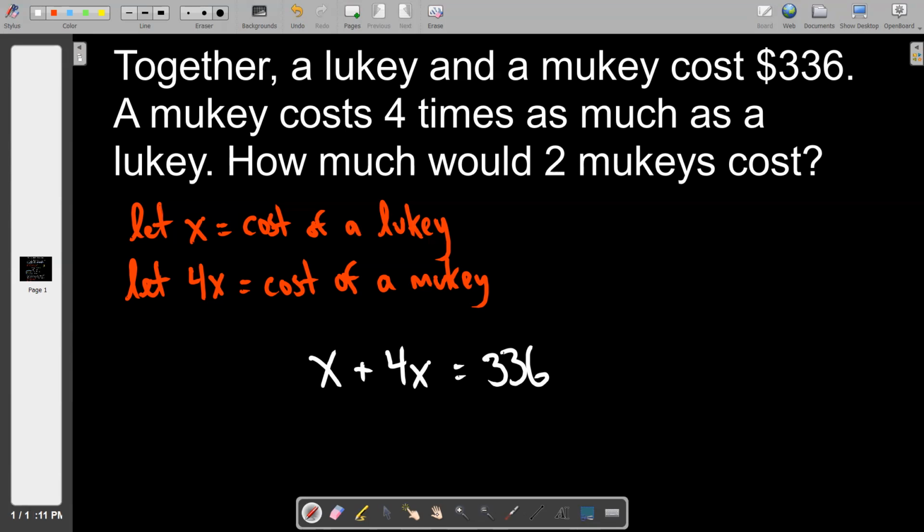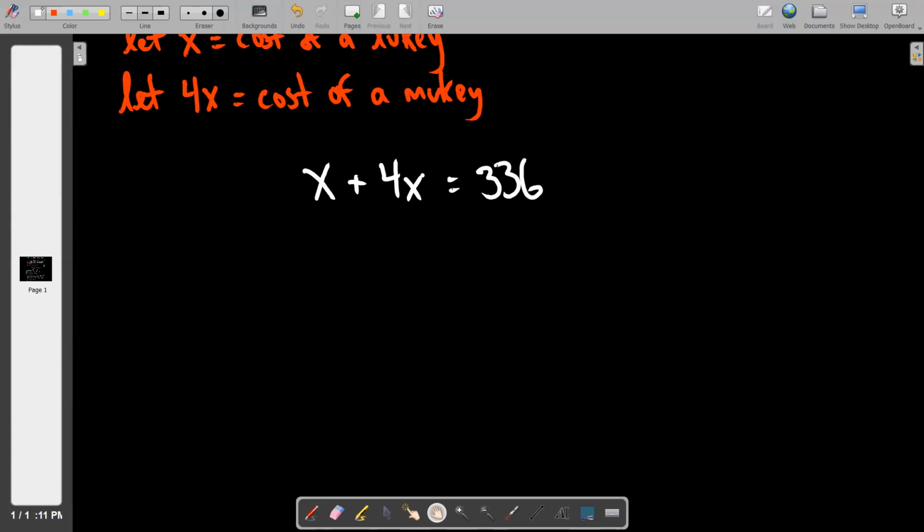Step 3 is light work for us. Combine like terms, you get 5x equals 336. Divide both sides by 5 and you get x equals 67.2. No one cares about our stupid x. You remember that as you go. You don't put a circle around this and say, look at me, I'm awesome. No one cares. No one asked us about x.